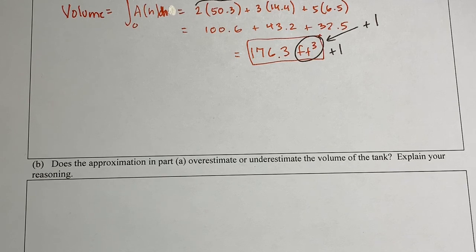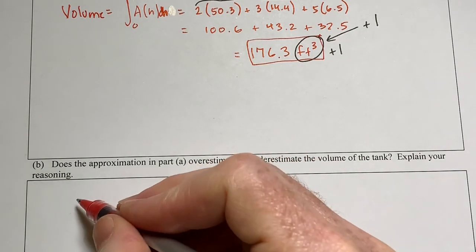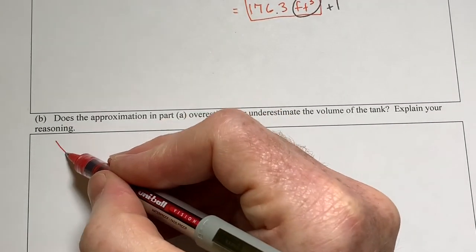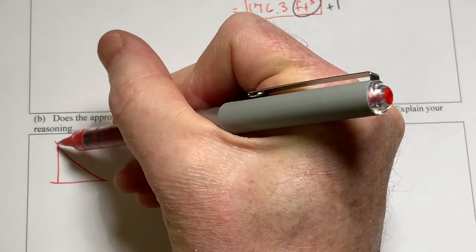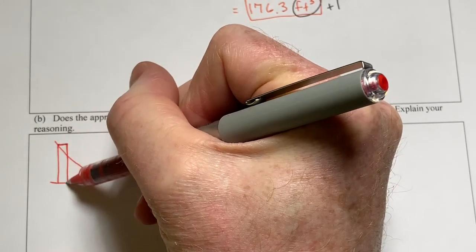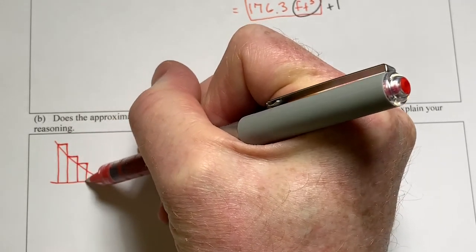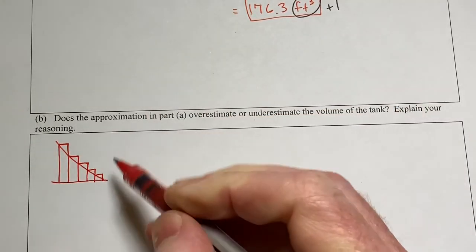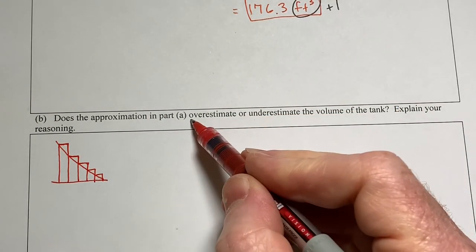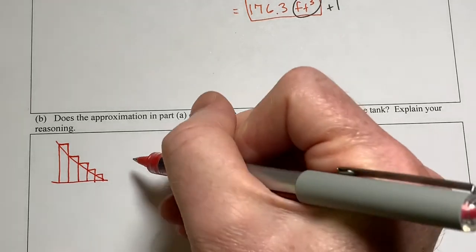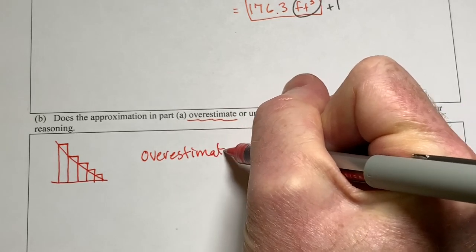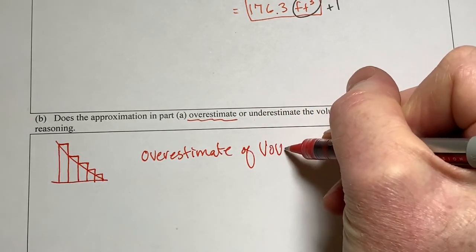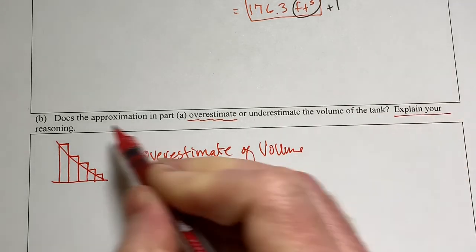Well, again, if you have left Riemann sums and this function is decreasing, I'm going to draw you a little picture of that. If you have a decreasing function on a Riemann sum, you're bringing it up until the left side hits. If the left side of that rectangle hits, left side, left side, left side, you can clearly see that this is an overestimate. But I got to put my answer in the box, so I'm going to say this is an overestimate of volume, but you got to explain your reasoning.